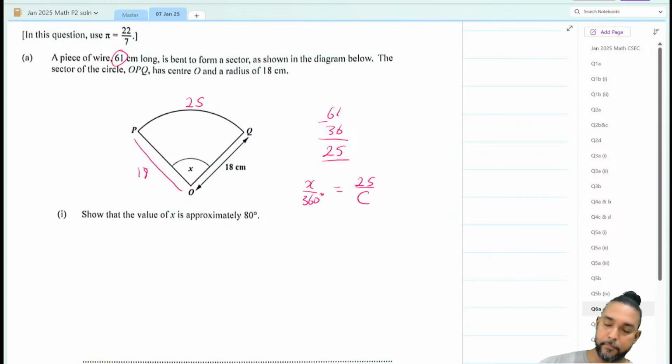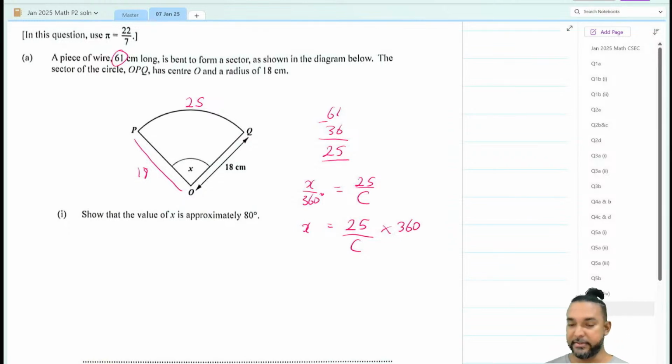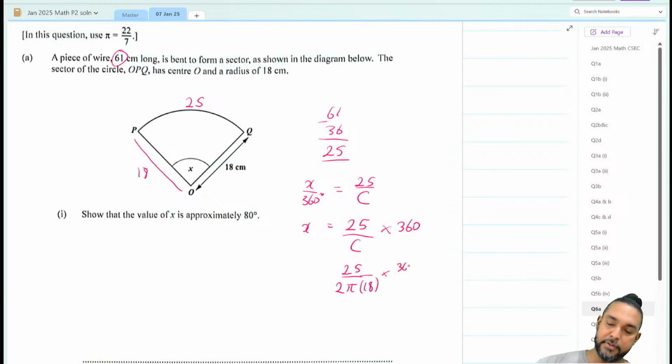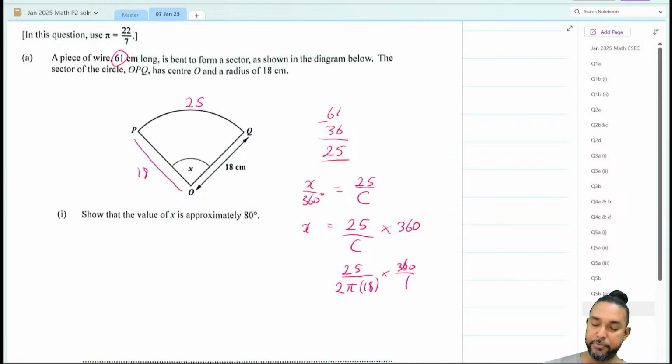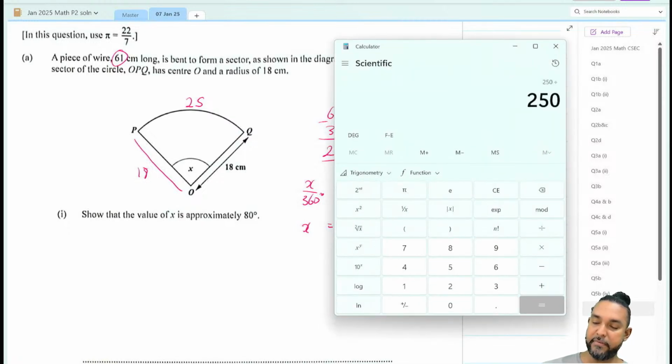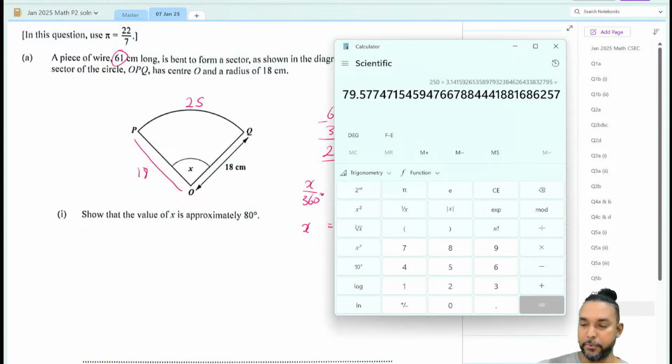So x would be equal to 25 over circumference multiplied by 360, right? Now the circumference, as we know, is either pi by diameter or 2 pi r, right? So that's 25 over 2 by pi by r being 18, right? That's 360. Now again, you can plug it up in your calculator. So 2 by 18 is 36. 36 will cancel 360 10 times. So you have 25 by 10 is 250. And you divide 250 by pi. All right? So 250 divided by pi is about 79.5. Right, cool.